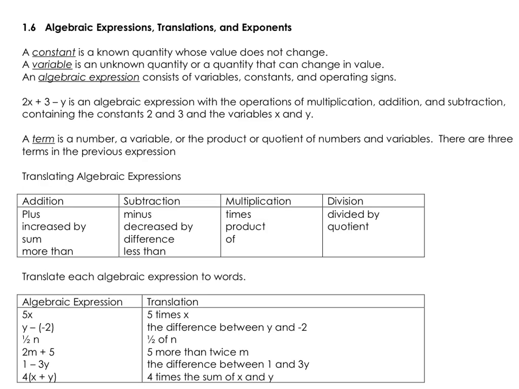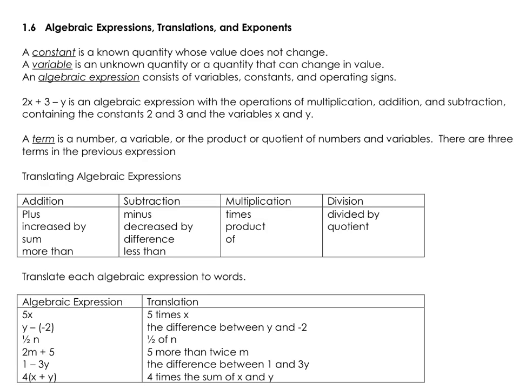2x plus 3 minus y is an algebraic expression with the operations of multiplication, addition, and subtraction, containing the constants 2 and 3 and the variables x and y. A term is a number, a variable, or the product of or quotient of numbers and variables. There are 3 terms in the previous example. Terms are separated by addition and subtraction.